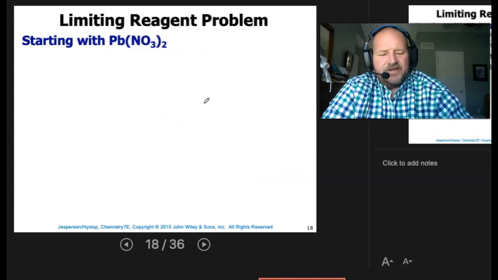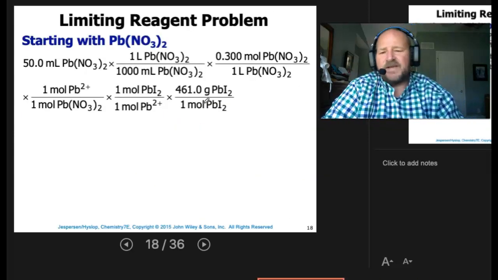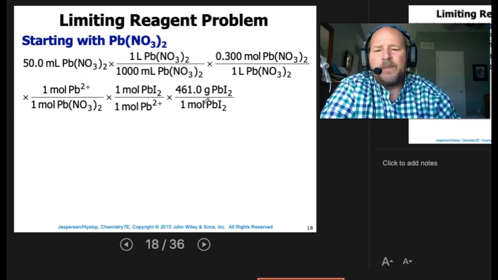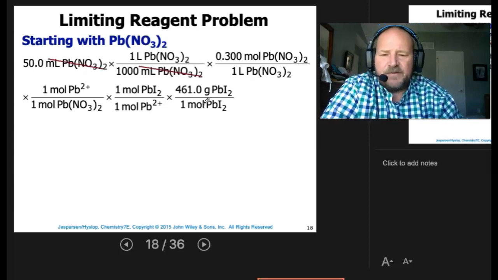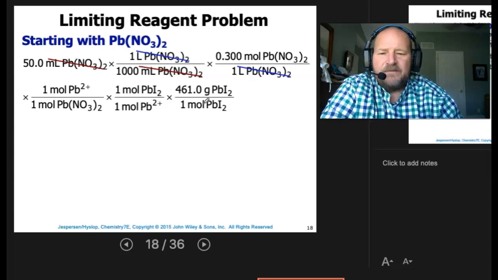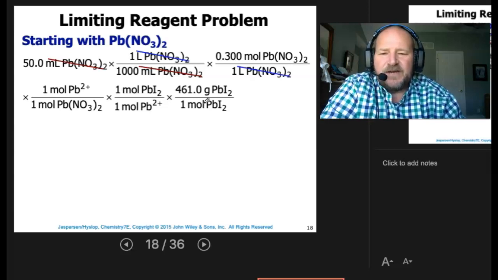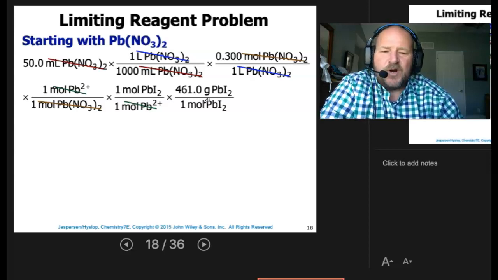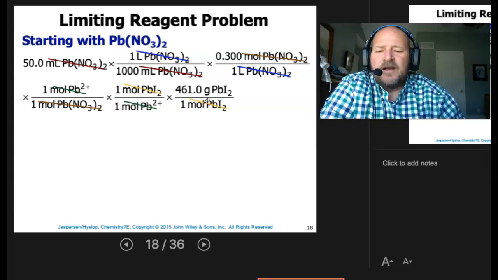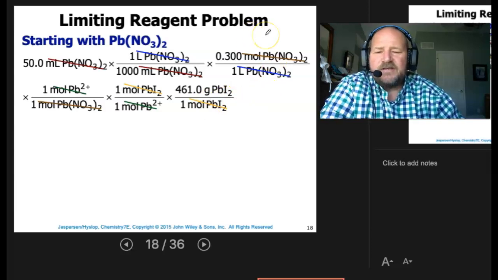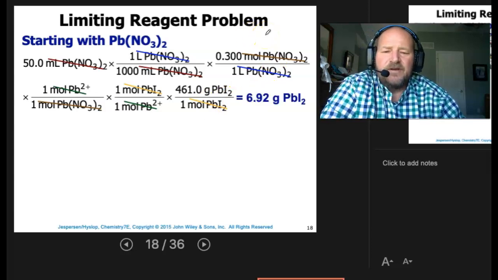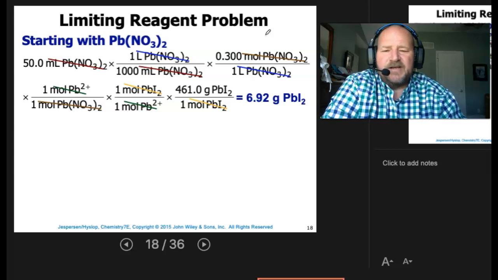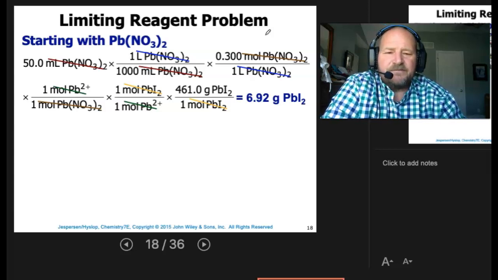So starting with the lead nitrate then, we'll take 50 milliliters of lead nitrate, convert that to liters. That way we can get the liters to cancel out with the molarity. So we're basically going to take our volume times our molarity. We'll then cancel the liters out to get moles of lead. It's 1:1, which is going to be true for the product. And then, of course, moles of product to grams of product. That says we're going to make 6.92 grams of product.